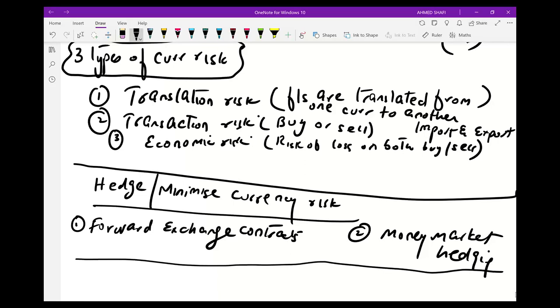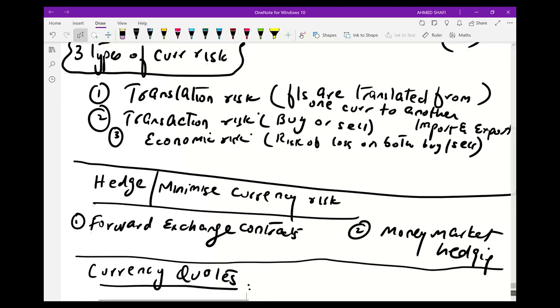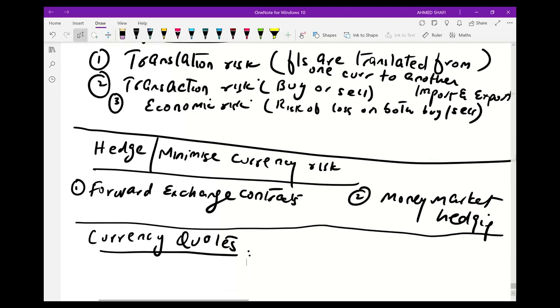But before moving to the question of these two techniques, in order to solve any question of currency risk management, you must have an idea about currency quotes. Because without having a knowledge of quotes, it is practically impossible to solve any currency risk question.